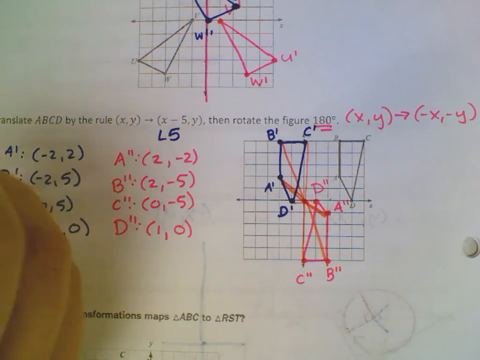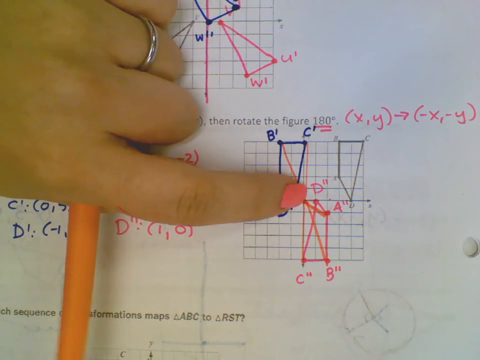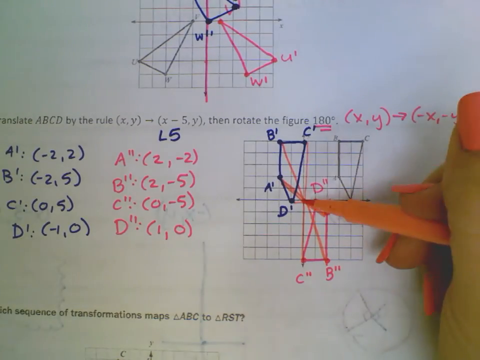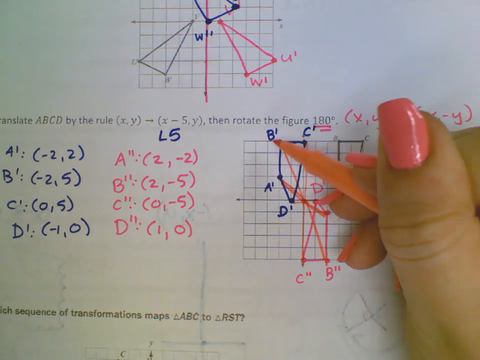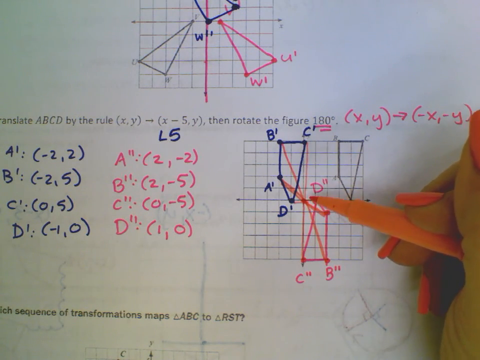So any of the corresponding points will, when you draw them to the center of rotation, create the angle that you're looking for. So if this was 180, it would be a straight line. If it was 90, you would have a 90 degree angle created. It would be like B prime to the center to B double prime would be over here for 90 degrees.